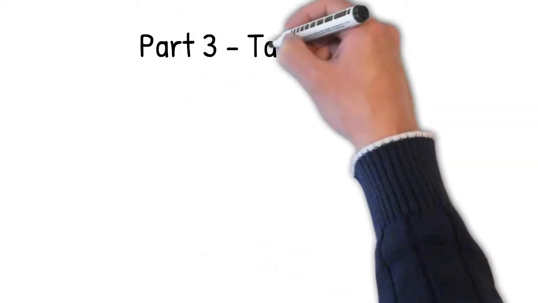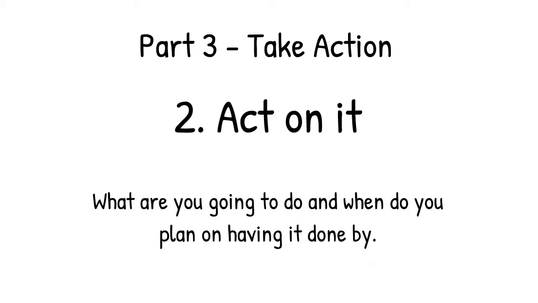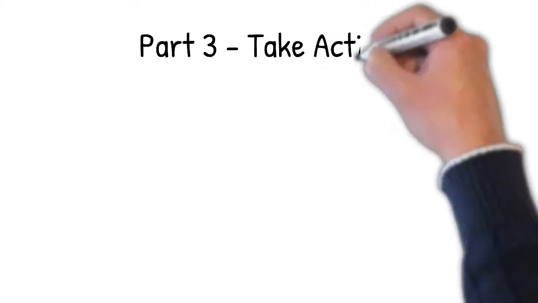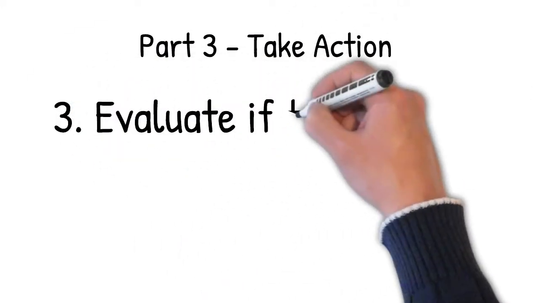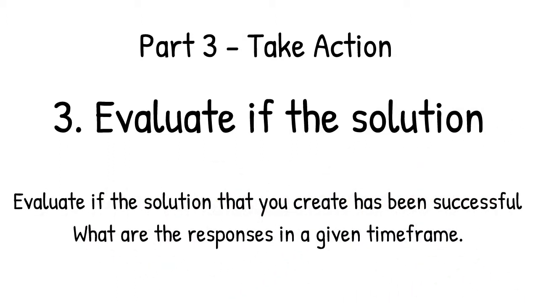Step number 2 is to act on it. So what are you going to do and when do you plan on having it done by? Come up with a strategic plan of how you are going to implement this solution. And then step number 3 is evaluate the solution that you have created to see if it has been successful. This can only be done after implementation, so you have to set your goals and evaluate at the end of the period if this solution has been successful.